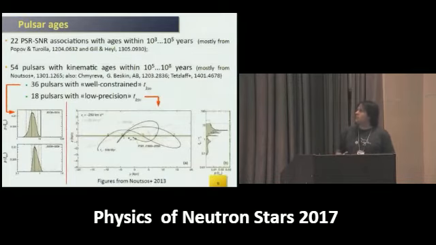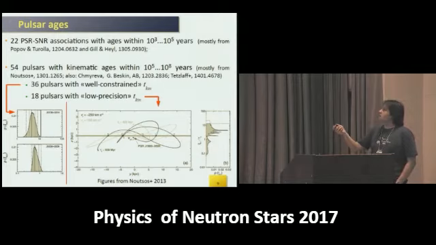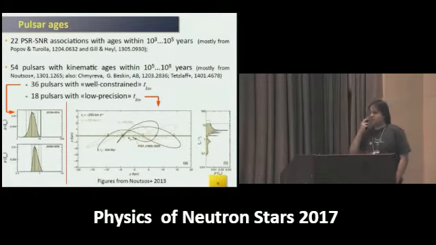Another component of the statistical analysis is the pulsar ages. We have compiled a list of 76 pulsars with independently known ages. For the youngest of them, we have adopted the ages of the supernovae associated with these pulsars. This list was taken mostly from these two papers. And another 54 pulsars have estimations of so-called kinematic ages.